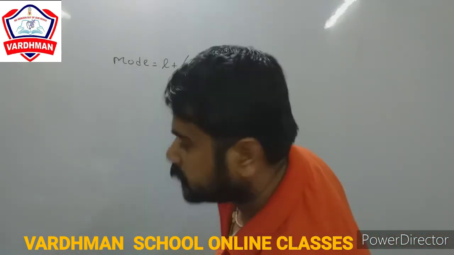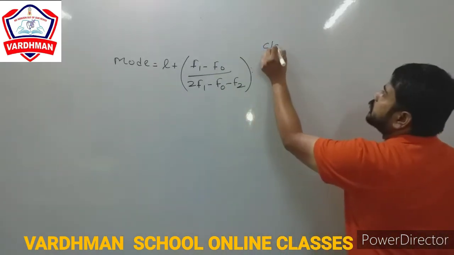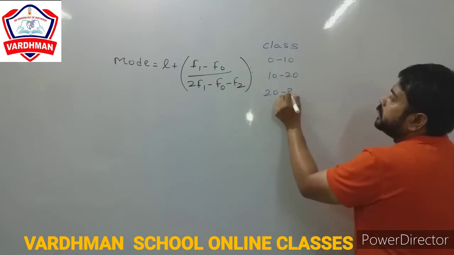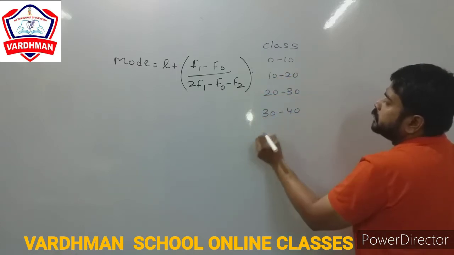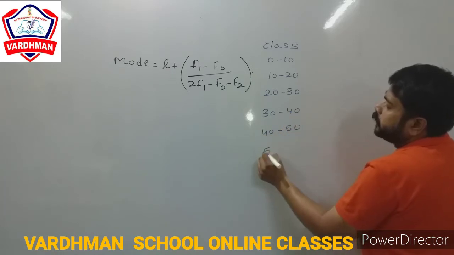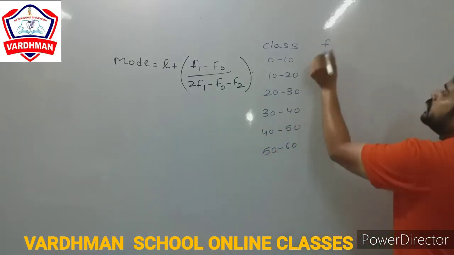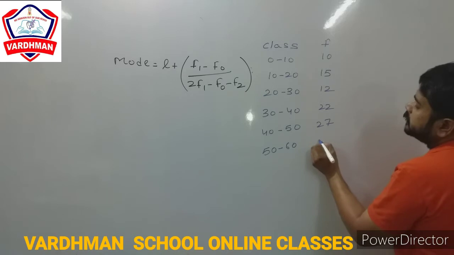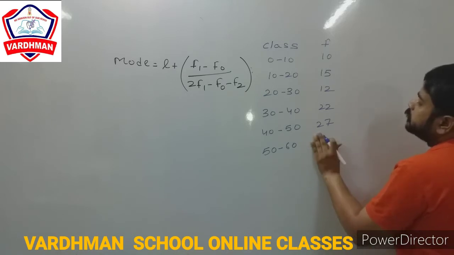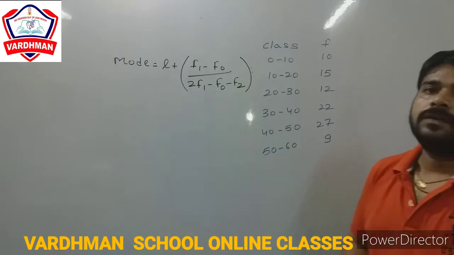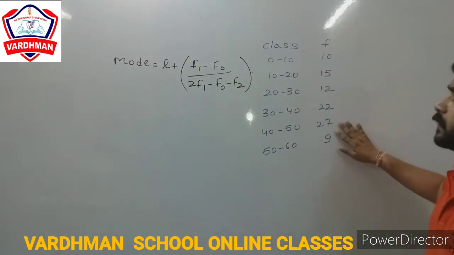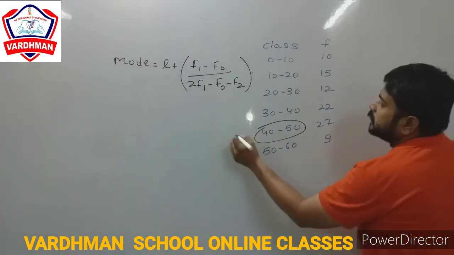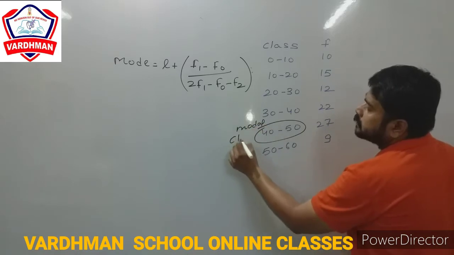In the question, the classes are 0 to 10, 10 to 20, 20 to 30, 30 to 40, 40 to 50 and 50 to 60, and the frequencies are 10, 15, 12, 22, 27 and 9. Now we check which one is the highest frequency, that is 27. So our modal class will be 40 to 50. This one is our modal class.